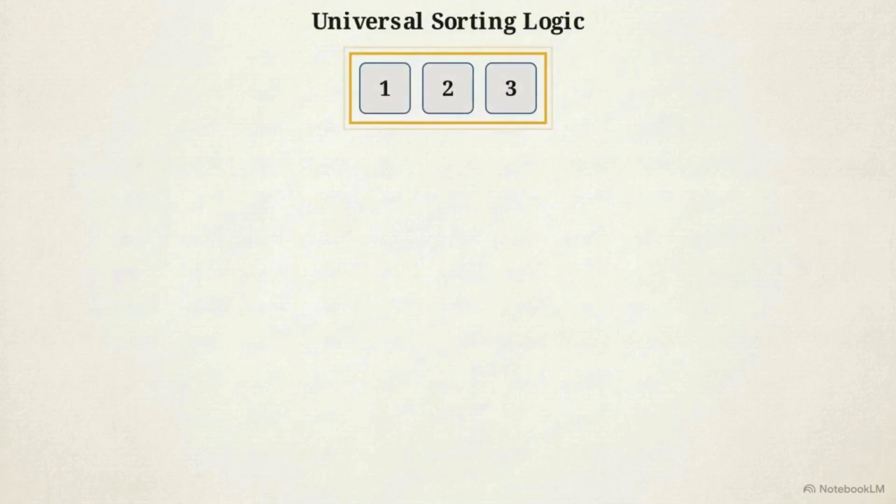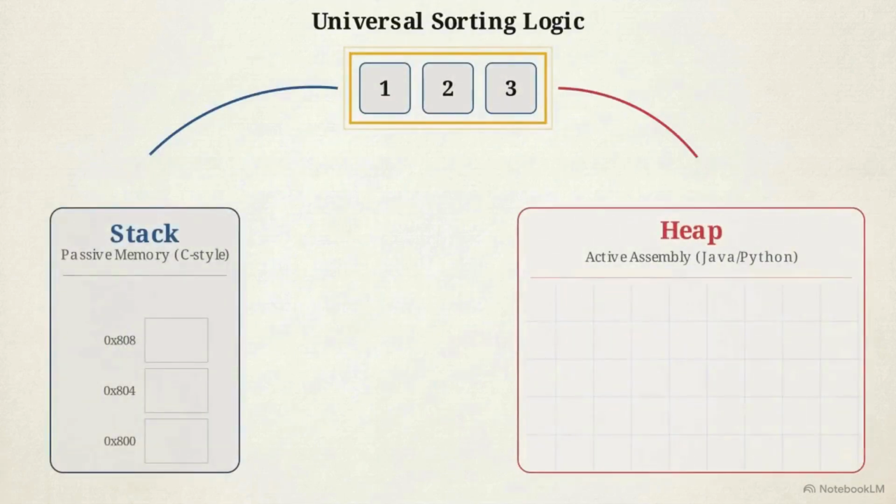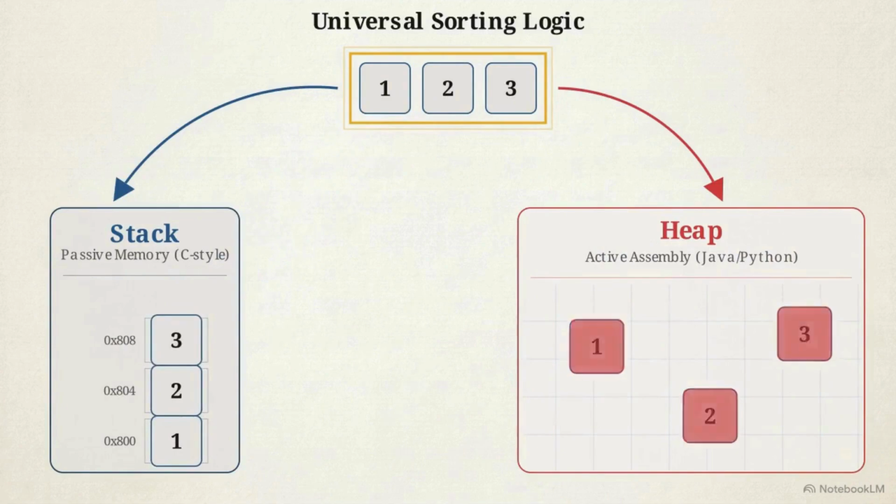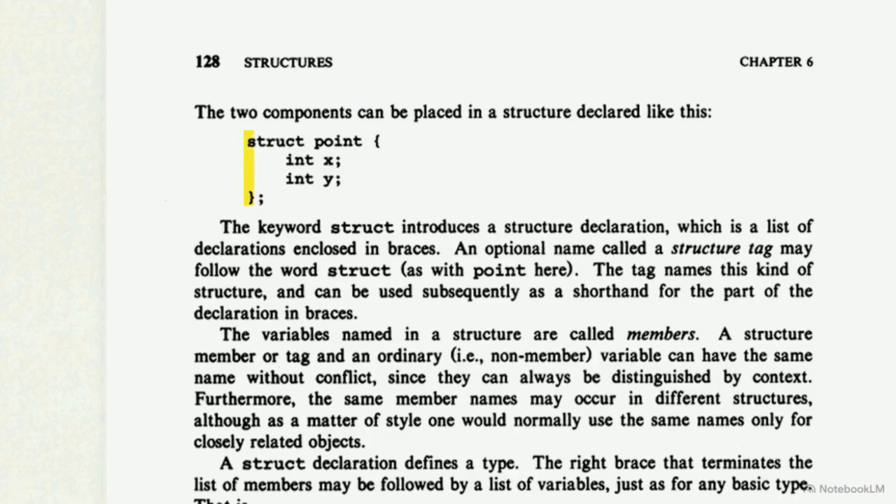While the sorting logic is identical everywhere, the way different programming languages birth these objects into memory is distinct. This textbook excerpt defines the C struct. A struct is a passive data container. You manually reserve memory on the stack, and any logic manipulating that data happens outside the structure.